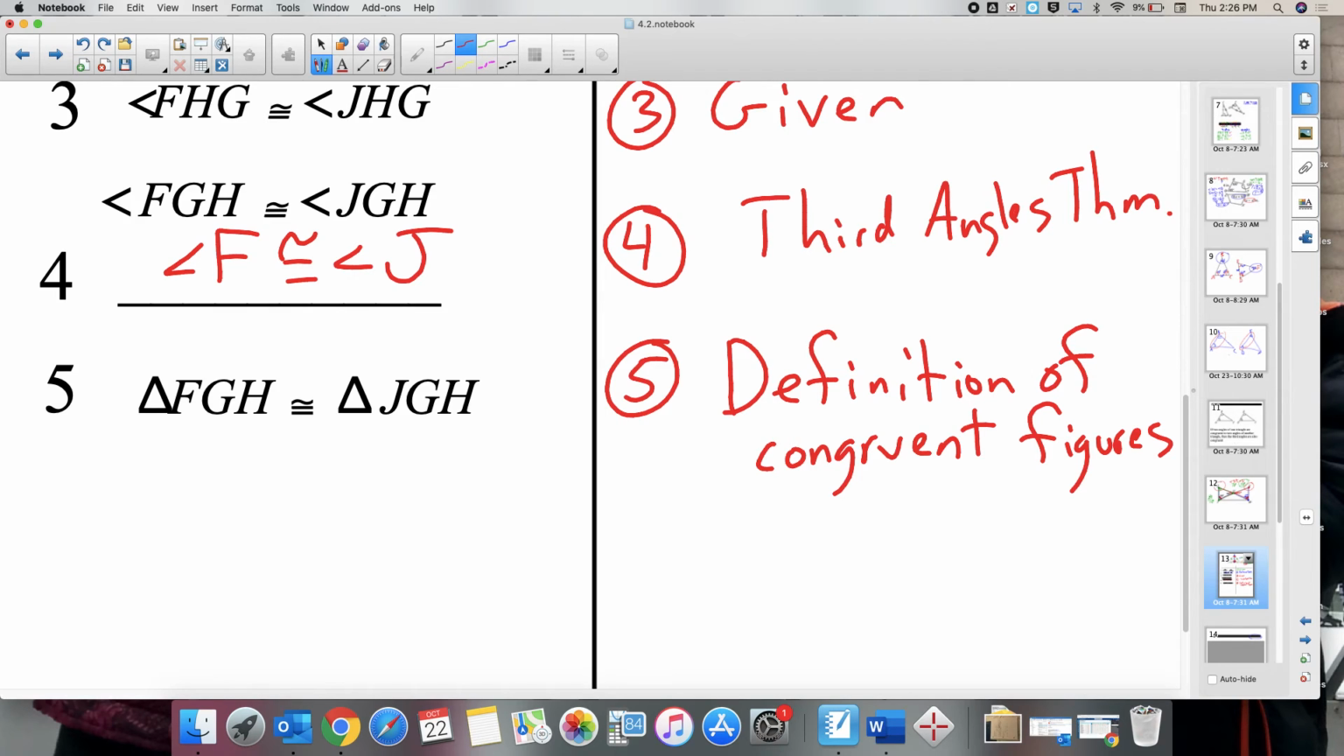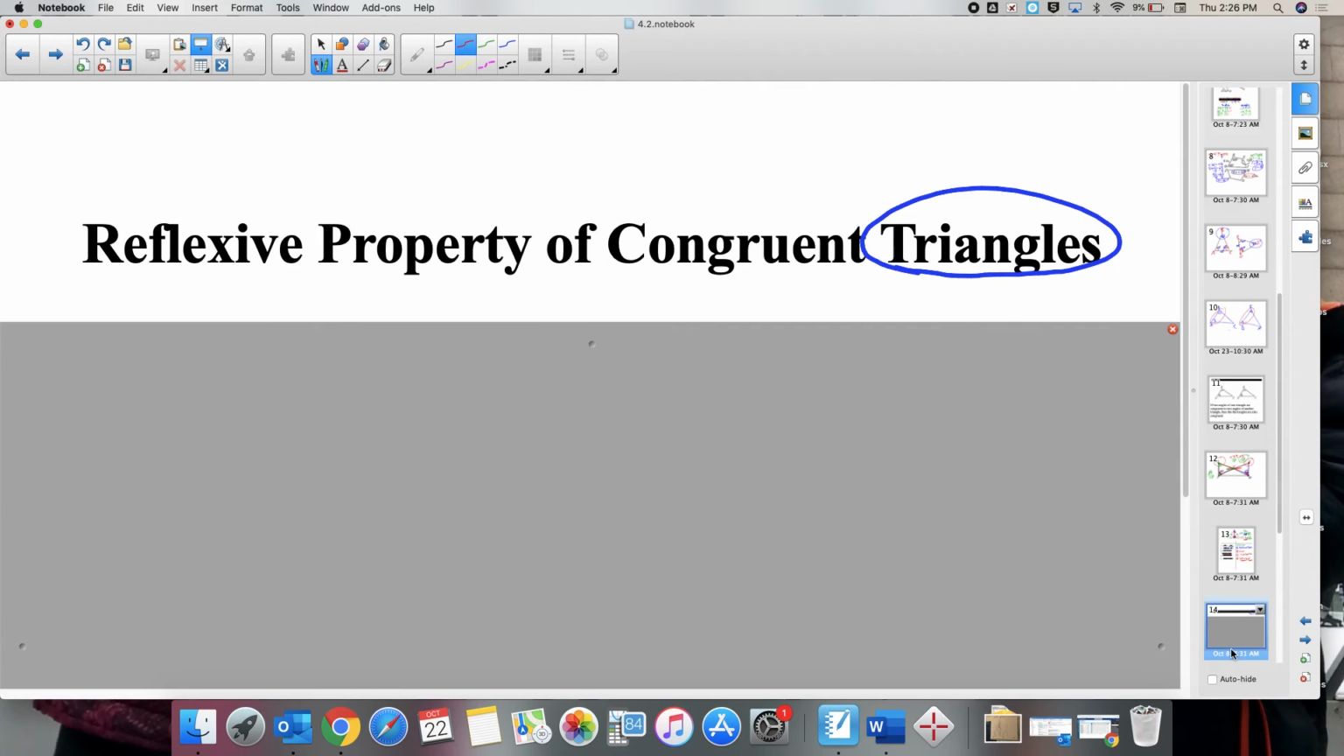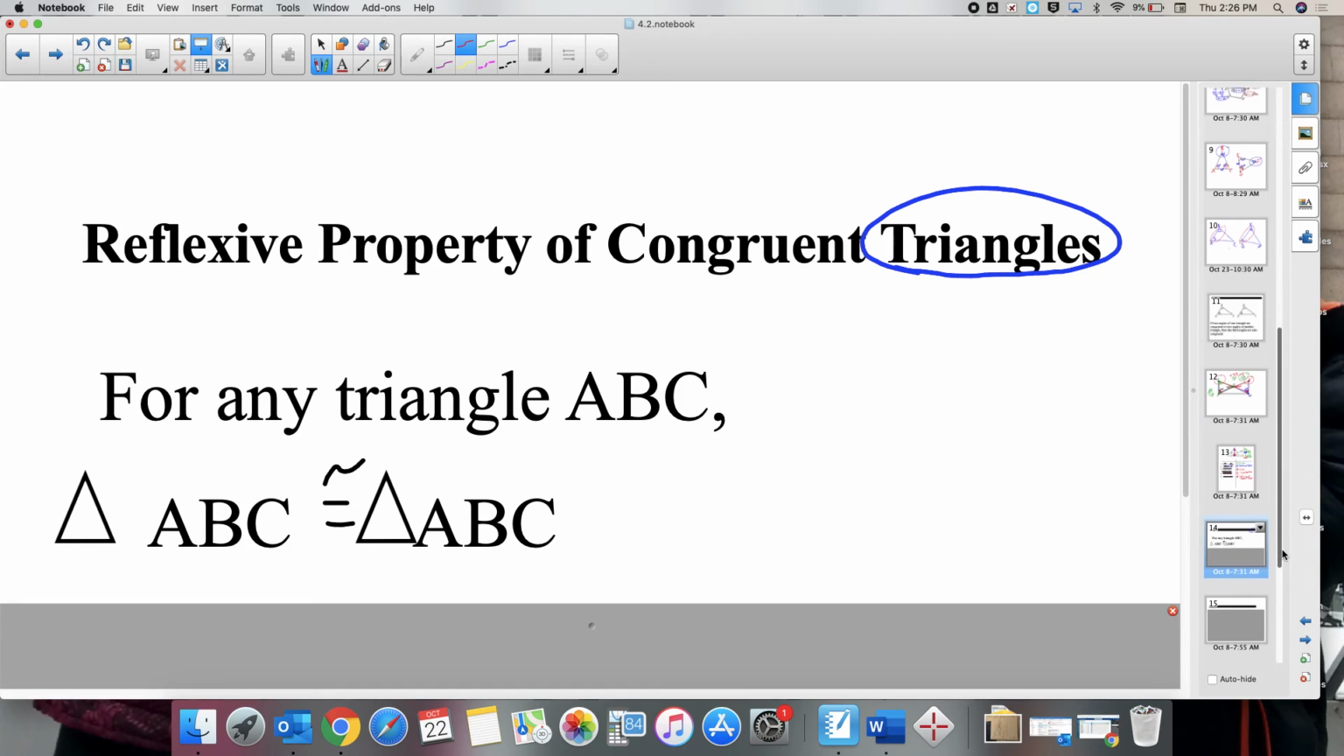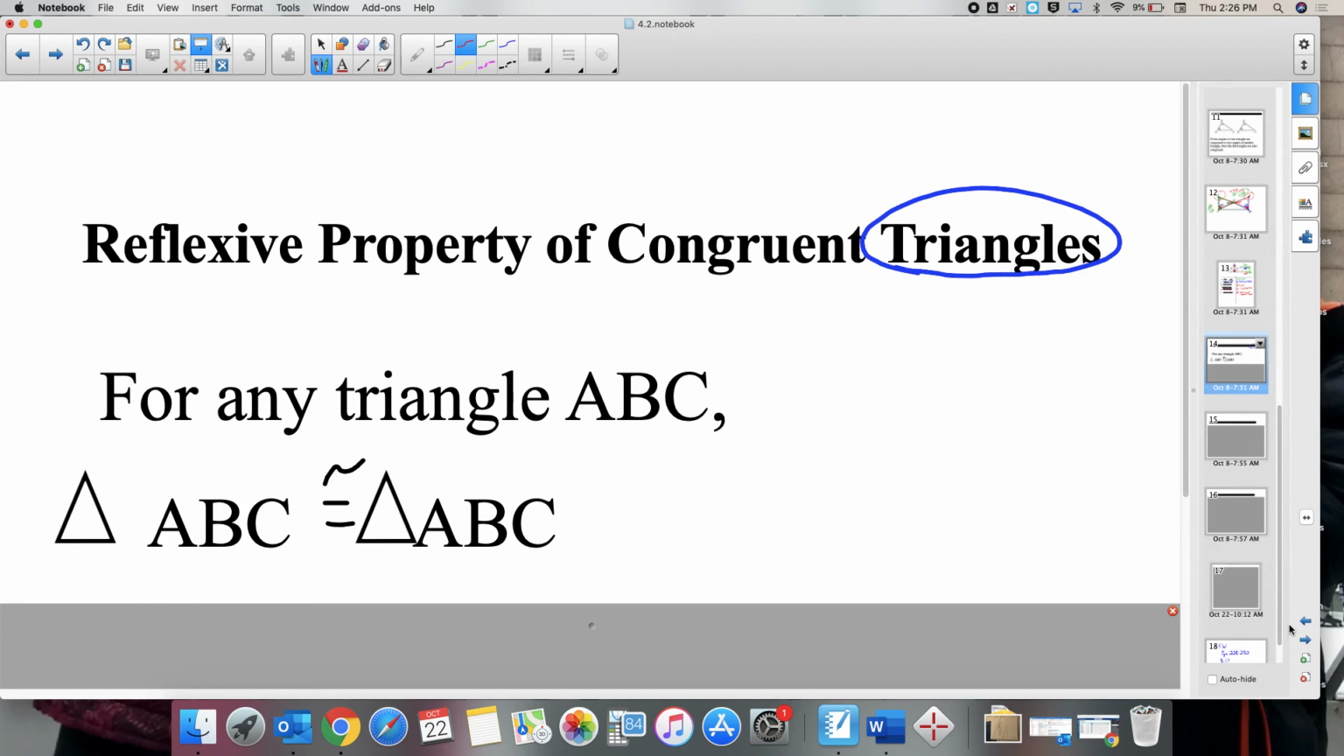Now the last thing to go over, we're going to review those 3 properties. That reflexive property, symmetric property, and transitive property. They work for triangles also. So we can say that some triangle is congruent to itself. For any triangle, ABC is congruent to triangle ABC. So if some figure shares 2 triangles, it'll be the same size in each.